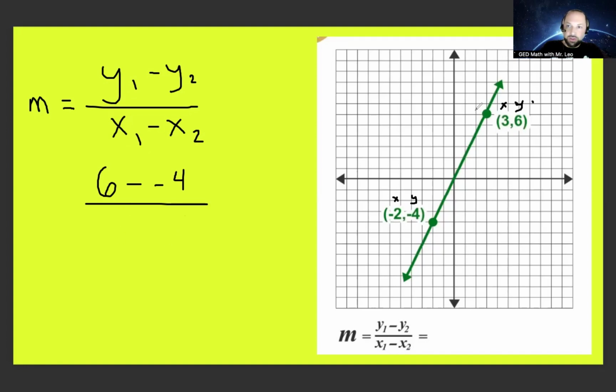Since I started with this one, I started with this 6 on the top. On the bottom, I need to start with the corresponding x, which is 3. Because I chose to start with the 6, I must start with the 3 down here. If you mix it up, it'll be a mistake. It's as if you're doing something else.